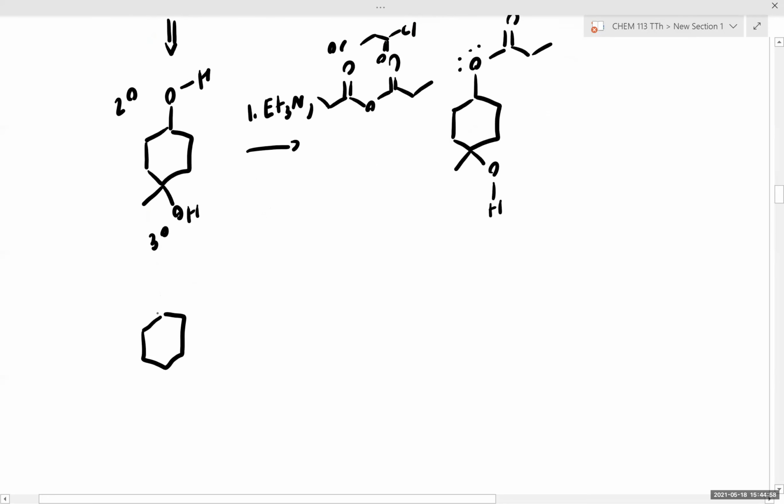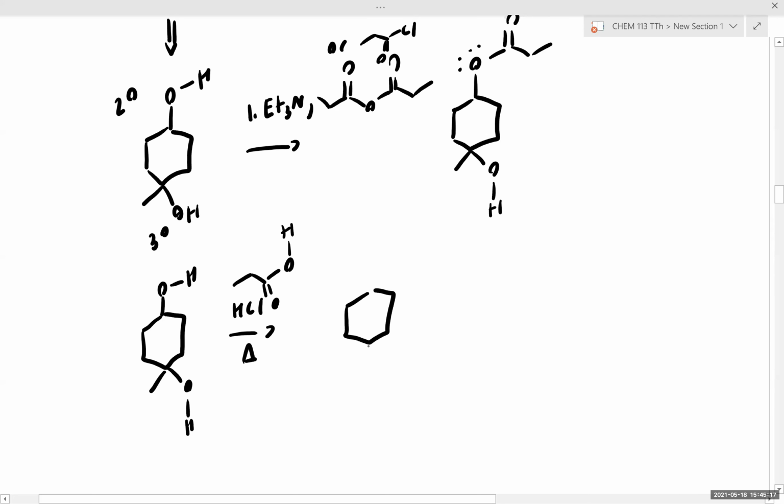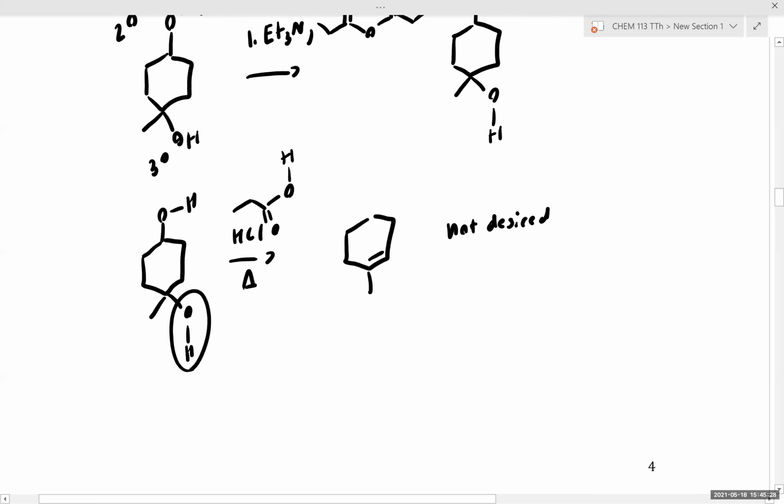Can I do a Fischer esterification? Is it a reasonable idea to propose a Fischer esterification when you have secondary and tertiary alcohols floating around? Would this work? Would the Fischer esterification work? No. What instead you'll likely see is elimination, right? This tertiary alcohol is labile. So this is not desired. Let's look at the other option.